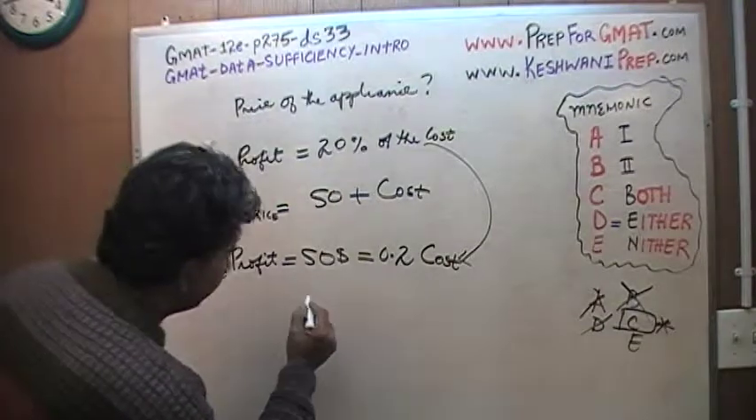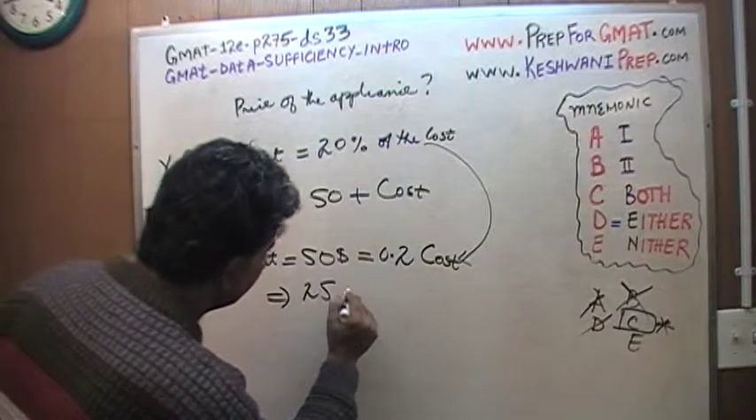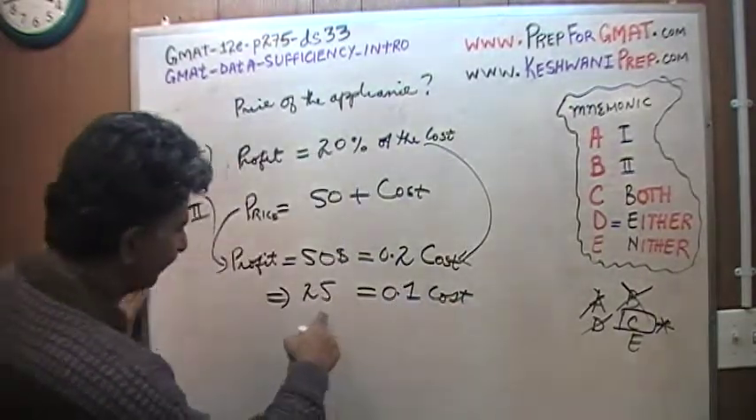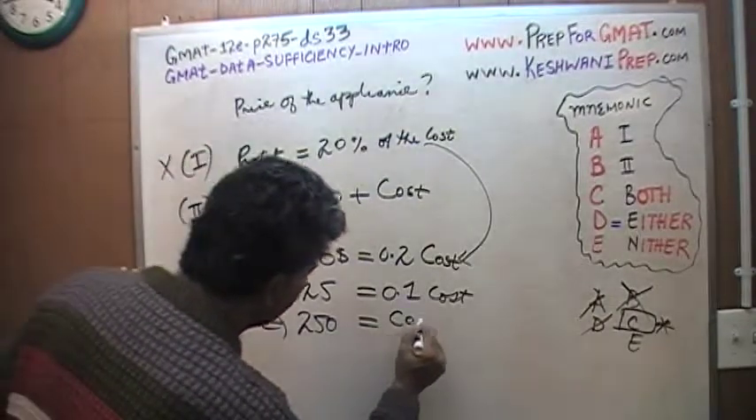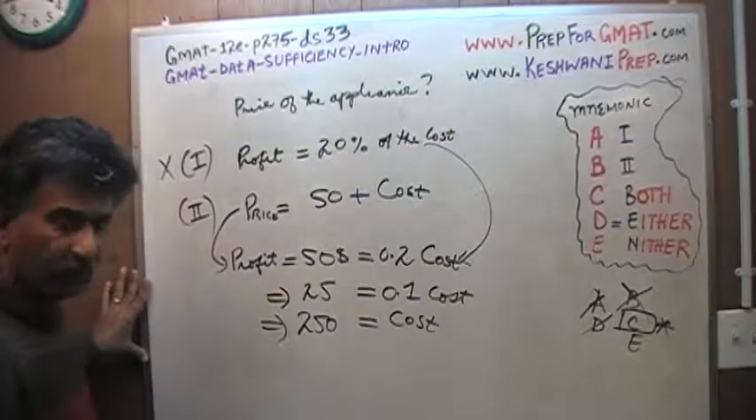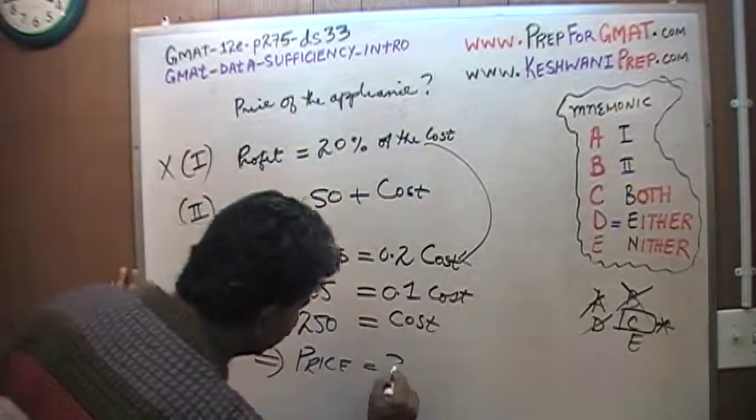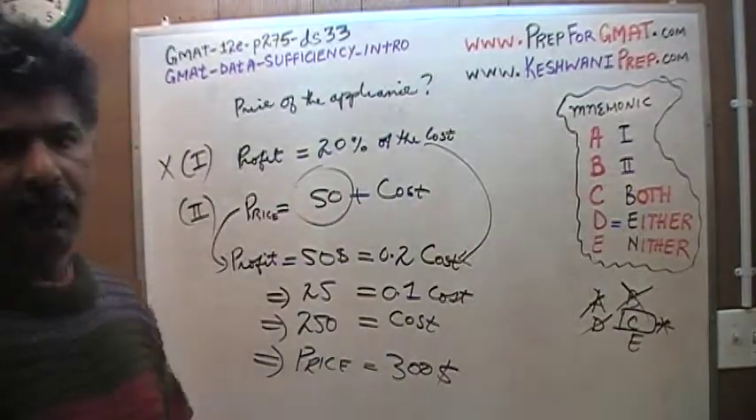So here, they tell us that 20% is $50. That implies that $25 must be 10% of the cost. If 10% of the cost is $25, that implies that $250 must have been the total cost. If $250 is the cost, that implies that the price at which he sells the item must have been $300 because his markup is $50.